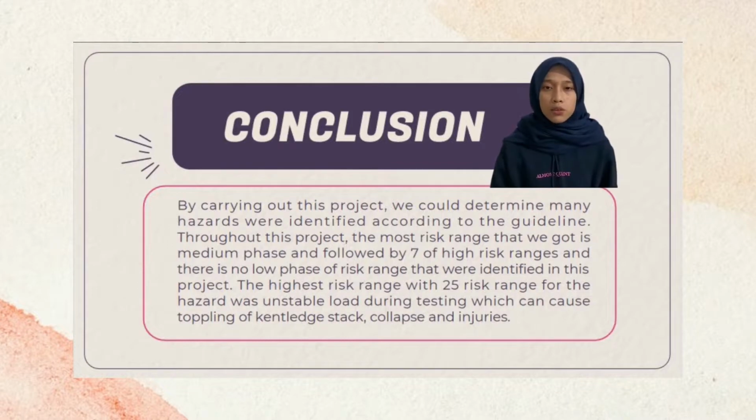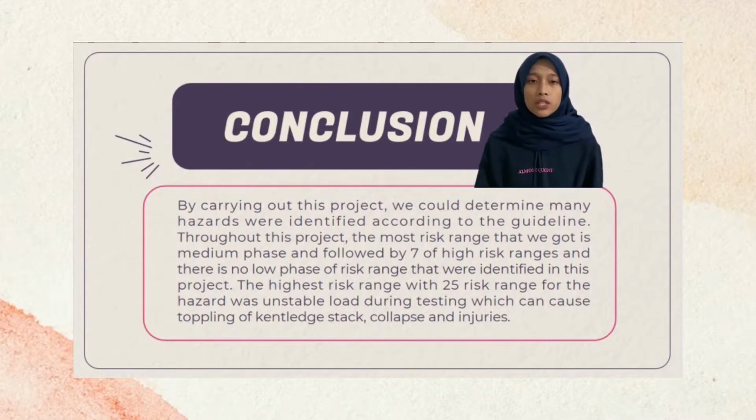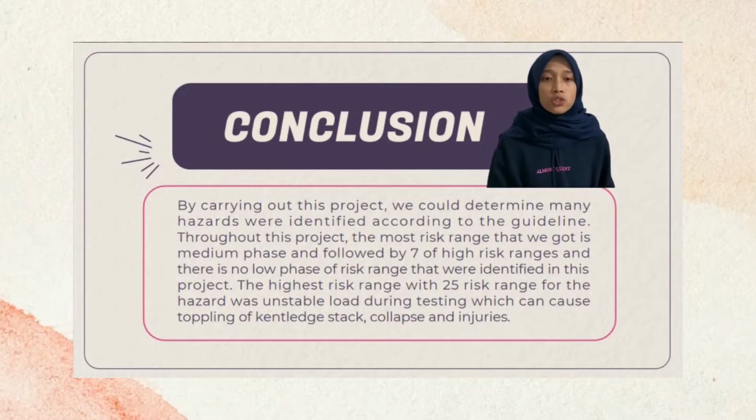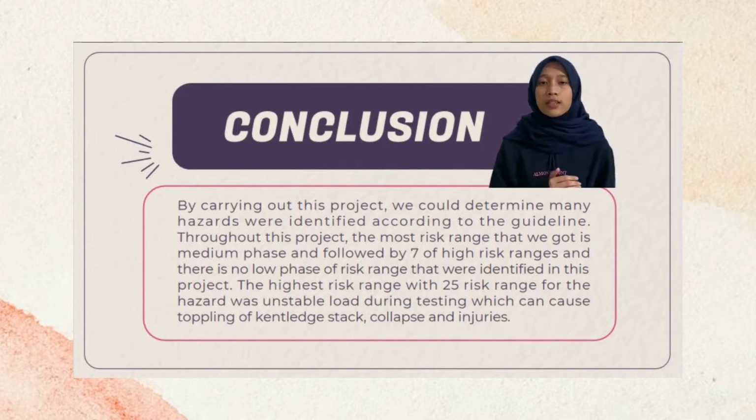By carrying out this project, we could determine many hazards were identified according to the guideline, and we also clarified the most critical hazard in the workplace, which emphasizes safety and health hazard. In identifying the most critical hazards, we determined the highest risk value that was shown in the hierarchy table, and we also learned that the risks are divided into 3 phases, which are low, medium and high. So the risk depends on the likelihood of the occurrence of accidents and the severity of the injury or death indicated by the accident. Throughout this project, the most common risk range that we got is the medium phase, followed by 7 of high risk range, and there is no low phase of risk range identified in this project.